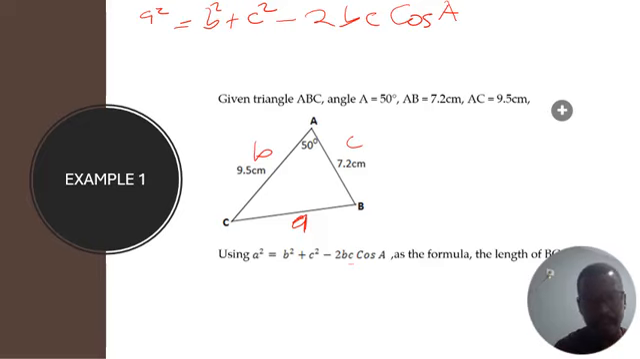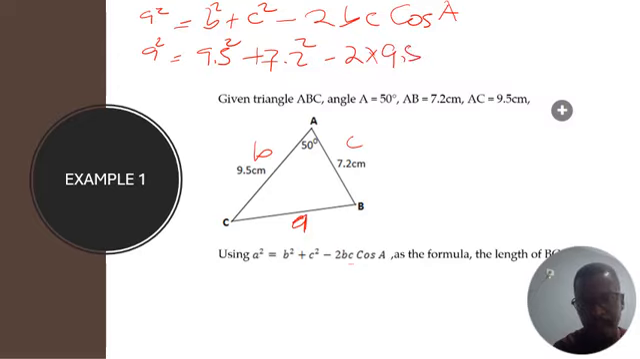So A squared will be equal to B, which is 9.5 squared, plus C, which is 7.2 squared, minus 2 times B, which is 9.5, times C, which is 7.2, times cos A. Cos A is 50 degrees. So let's put that in our calculator.